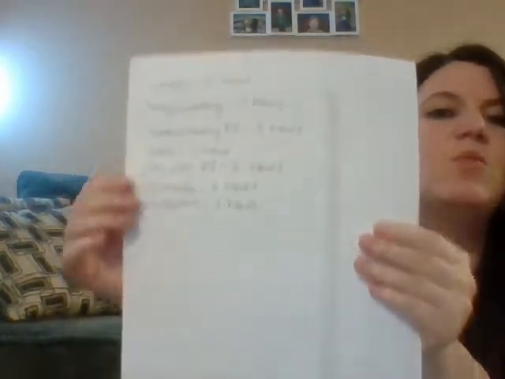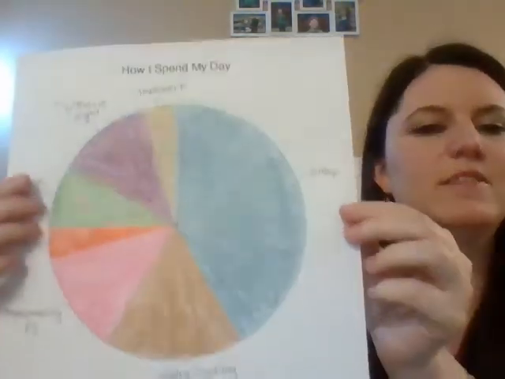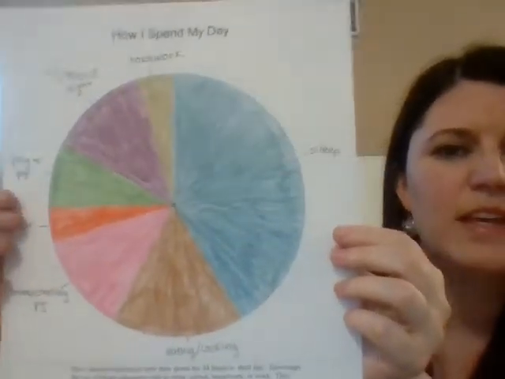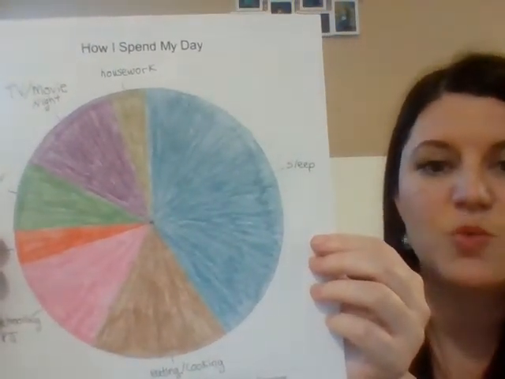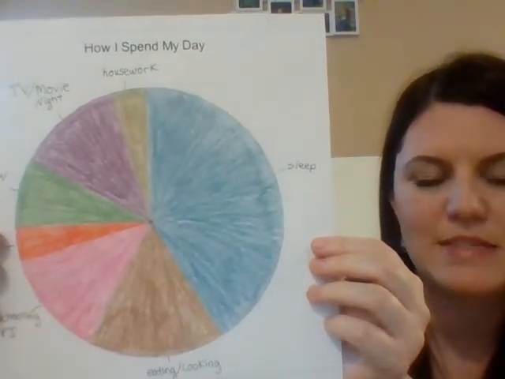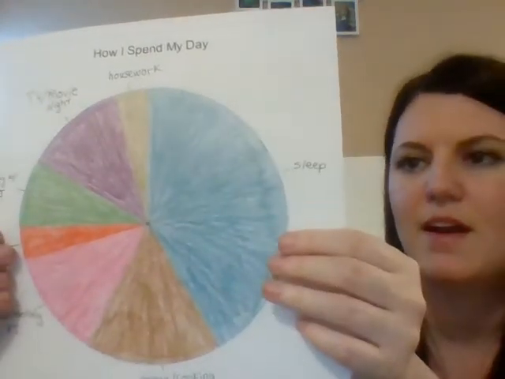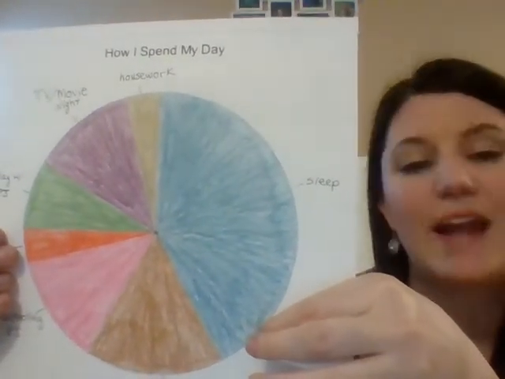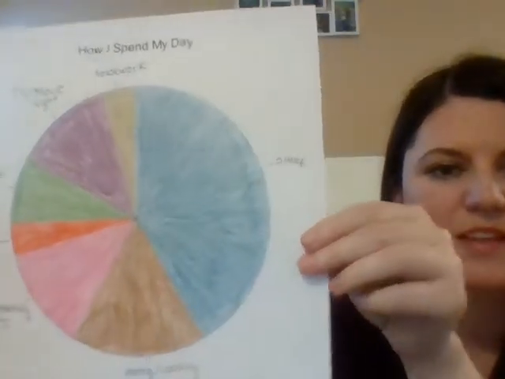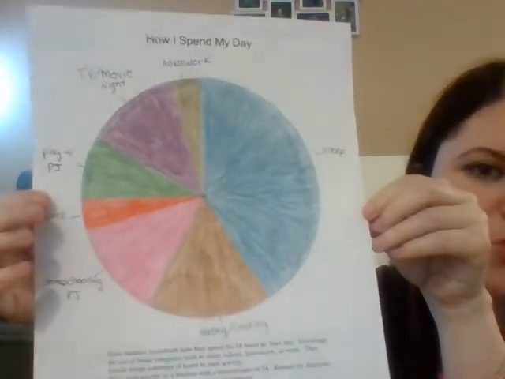So then once I did that, I was able to actually fill in my pie chart. On the original template that's in your workbook, there are 24 sections, so this should be easy to do. For my sleep over here, I have 10 hours, so I just filled in 10 of the little sections. All you have to do is color it in and then label each one.